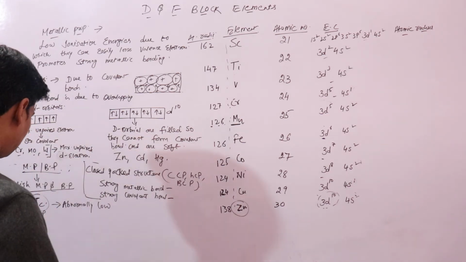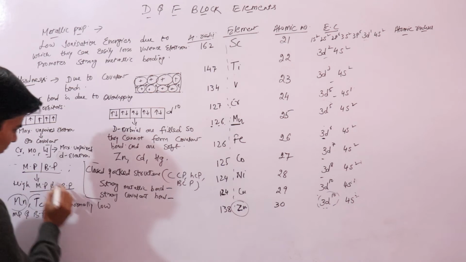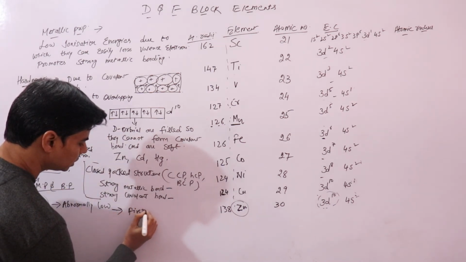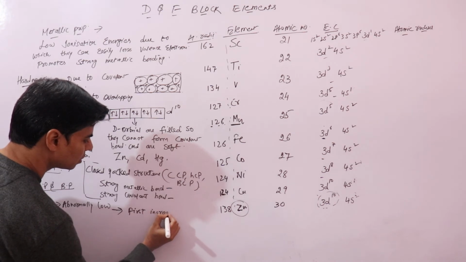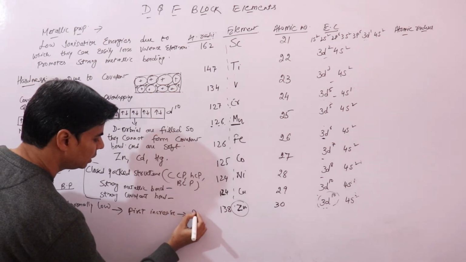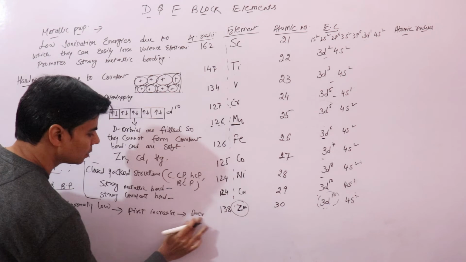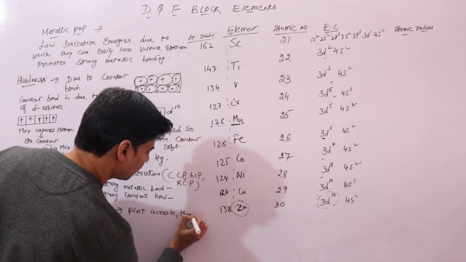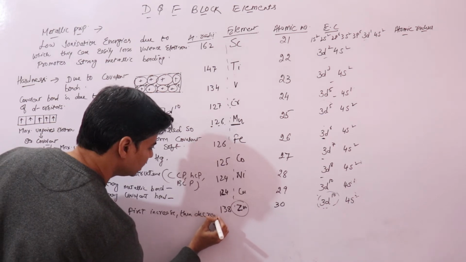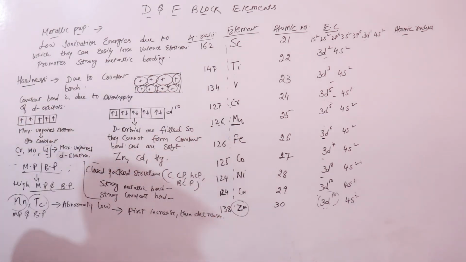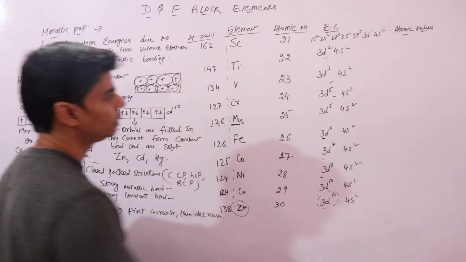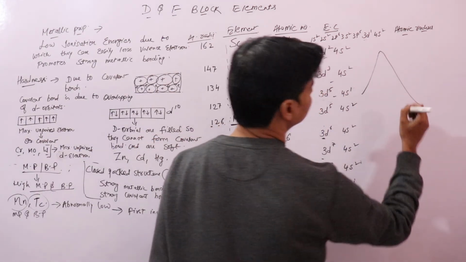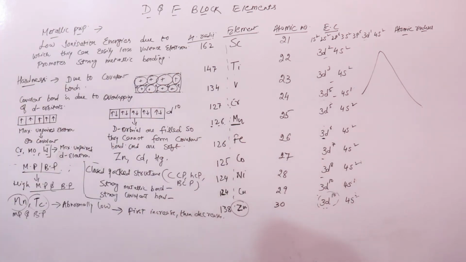right? And melting point and boiling point, like I said, first increase, then decrease. What could be the reason that melting point and boiling point will go something like this? First it will increase and then it will decrease. This is how the graph will look.